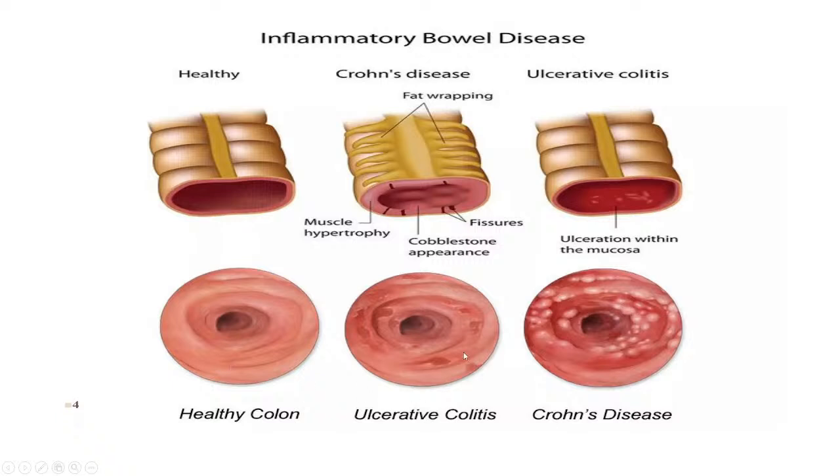This is a healthy colon. This is the ulcerative colitis colon that is having multiple ulcers, and this is Crohn's disease having a cobblestone appearance and polypoid mucosa.